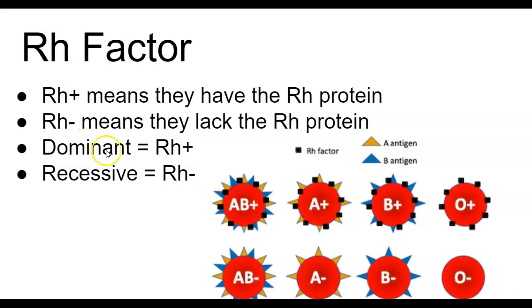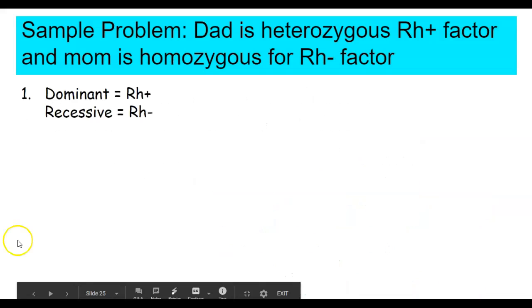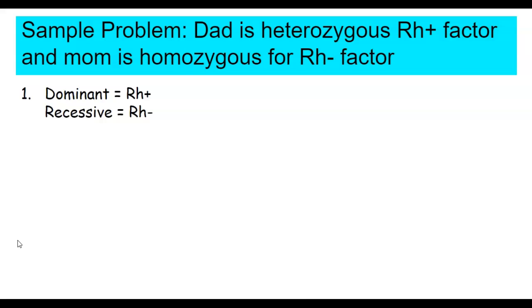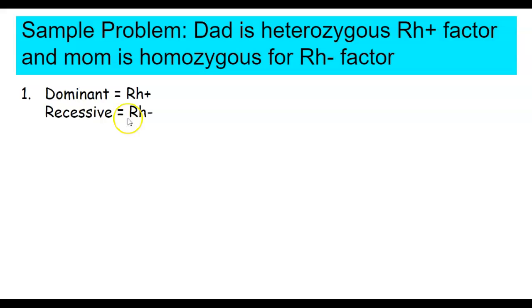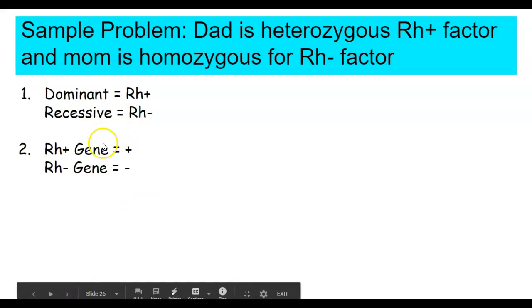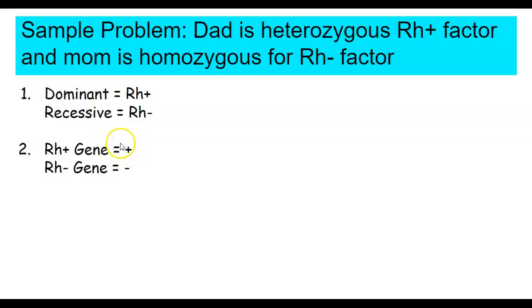So Rh positive is dominant. Rh negative is recessive. So let's do a sample problem here, okay? This is going to be more simple than the blood type problems because we just have a regular dominant and recessive, okay? So dad is heterozygous for Rh positive, mom is homozygous for Rh negative. So a dominant is going to be the positive, recessive is going to be negative. What letters are we going to use for each? Okay, the Rh positive gene we can just write as a plus sign, and the negative gene we can write as a minus sign.